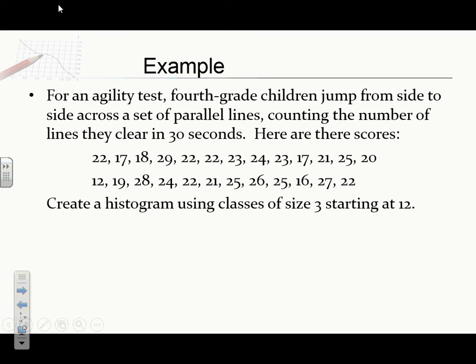But for right now, we're going to be creating by hand anyway, so I'm not going to have you guys use your calculators at this point. All right, so we want to create a histogram here. For an agility test, 4th grade children jump from side to side across a set of parallel lines, counting the number of lines they clear in 30 seconds. Here are the scores. We want to create a histogram.